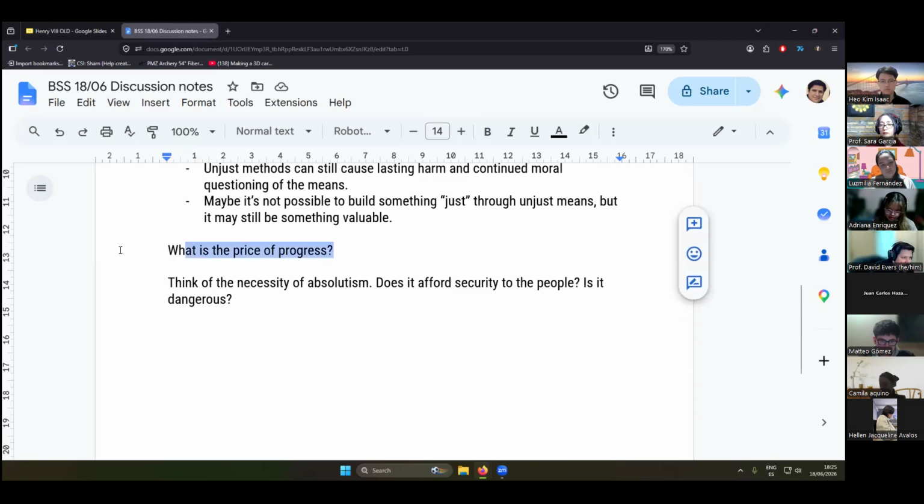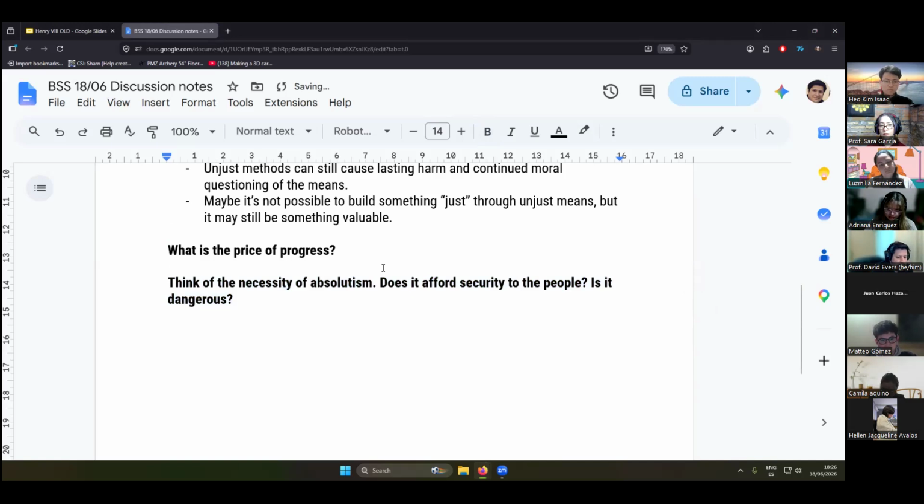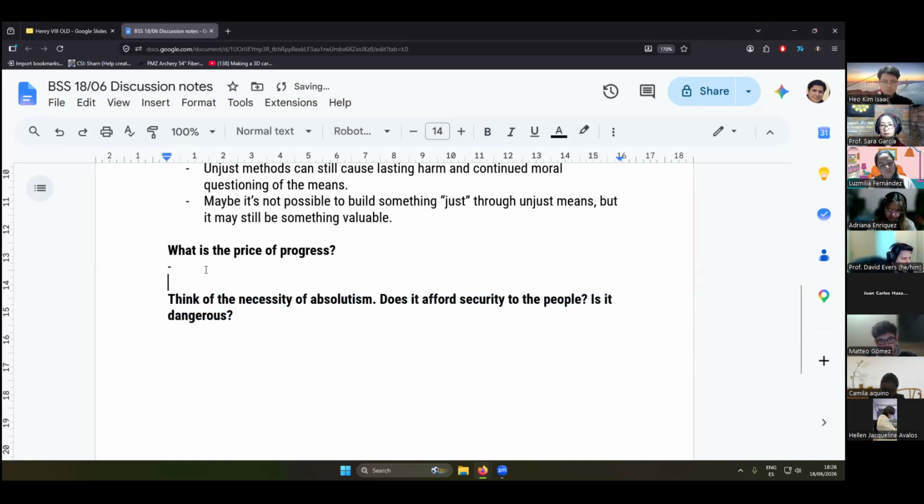All right. Then we have a continuation of the questions here. We have: what is the price of progress? What is the price that we are willing to pay or should be willing to pay for progress? Thinking about, for example, the dissolution of the monasteries. The monasteries were essentially hospitals, schools, and a welfare system for the poor. And who paid then for the reformation of the English monarchy, or the progress in England in this case?